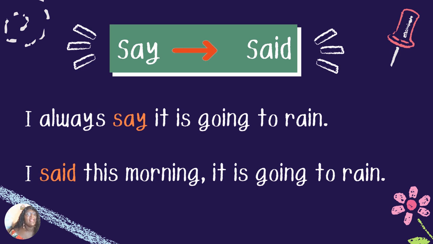Say, said. Say is the present. I always say it is going to rain. Said. I said this morning it is going to rain. Say becomes said in the past tense.